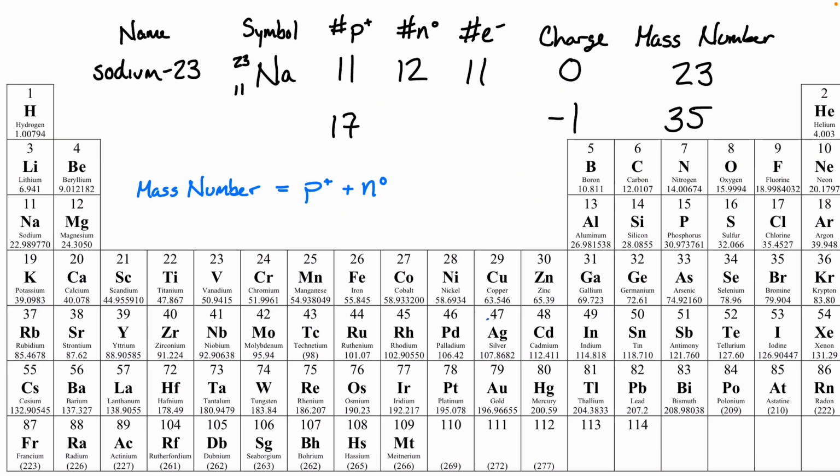All right, so I told you that this atom that I'm holding in my hand has 17 protons. So which element am I talking about? Chlorine, right? Element 17 here.